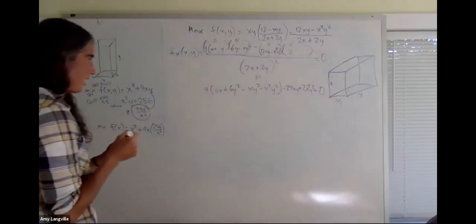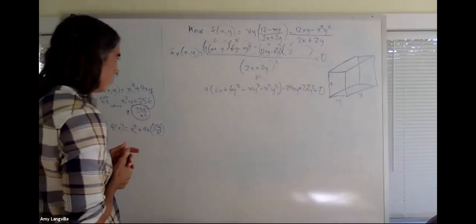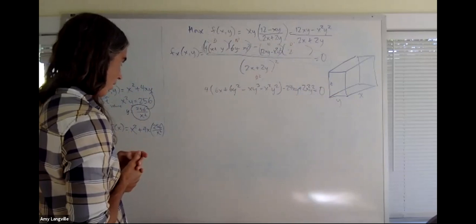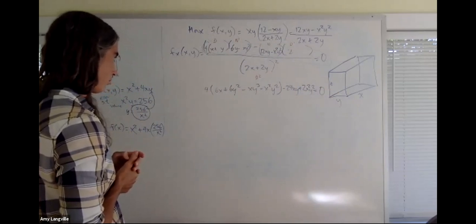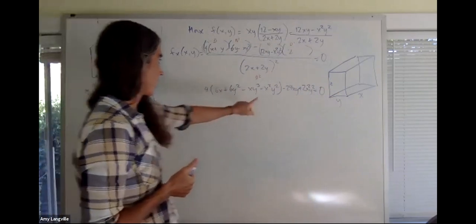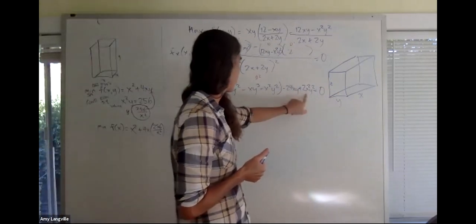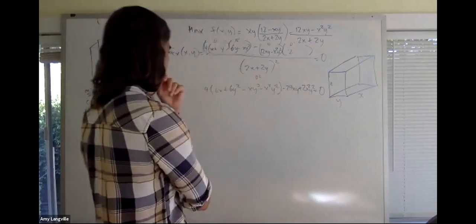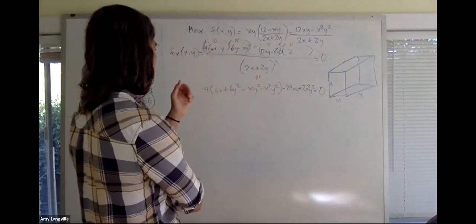So hopefully there's some like terms we can combine. Let's see. And here's an x squared. Here's an x squared y squared. What else? Do we have another xy?